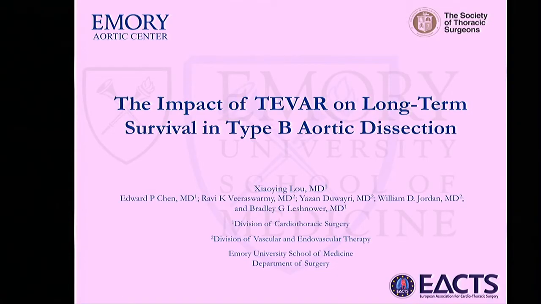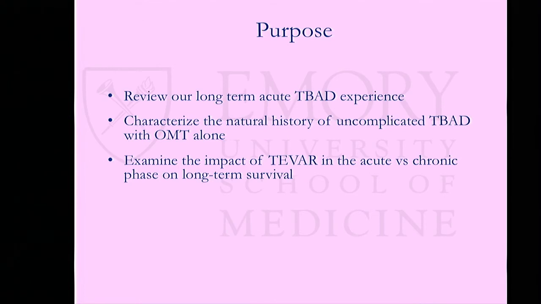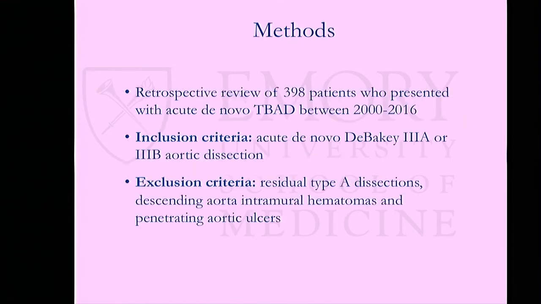So we looked at our data and we said, all right, let's look at all the type Bs at this institution. What is the impact of the various therapies? We just presented this at the STS in January. We wanted to review our long-term experience with all type Bs at this institution, characterize, just like the MGH study, the natural history of uncomplicated Bs with medical therapy alone, and then figure out what's the impact of TEVAR in the acute versus chronic phase on long-term survival.